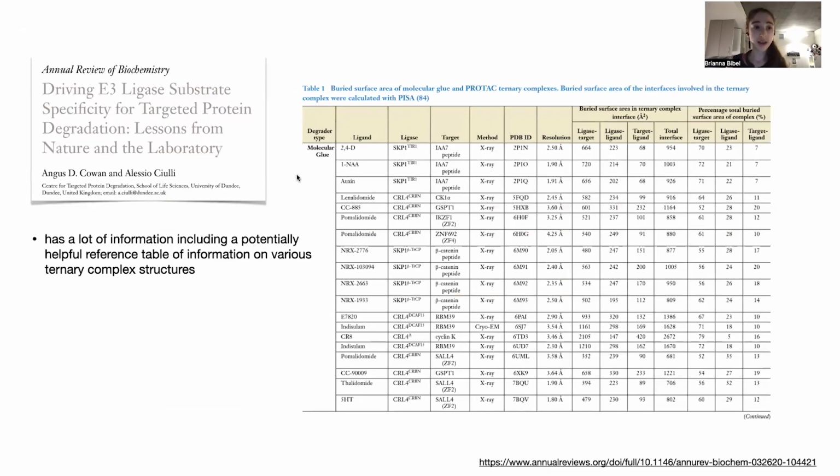Here is another recent review that was nice. This is where those structure pictures came from before, and it has information about various compounds, as well as, if you want to look at more of the structures, it has the PDB codes and things, which I find could be helpful.